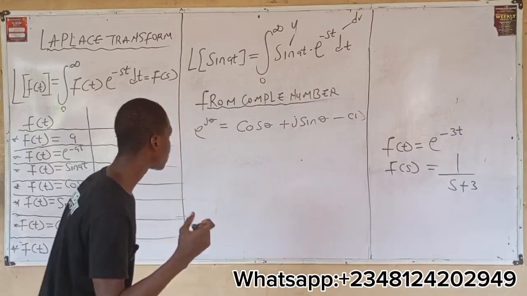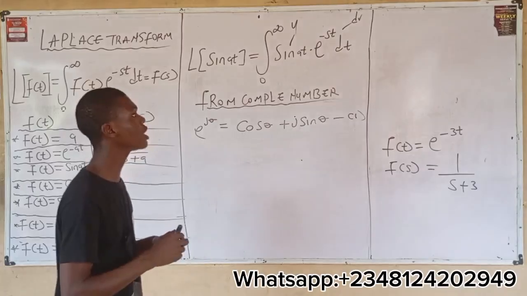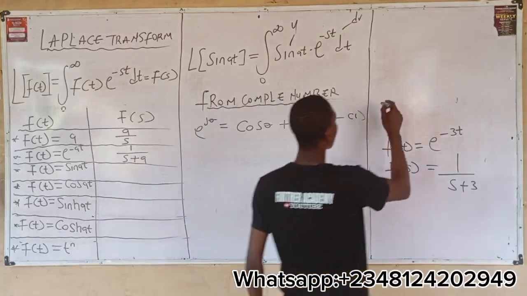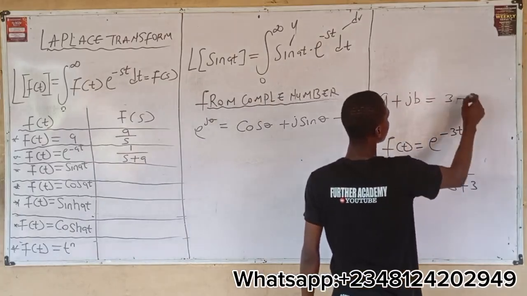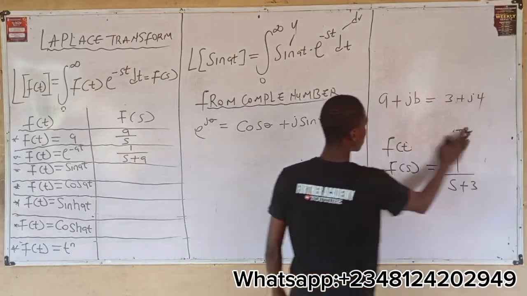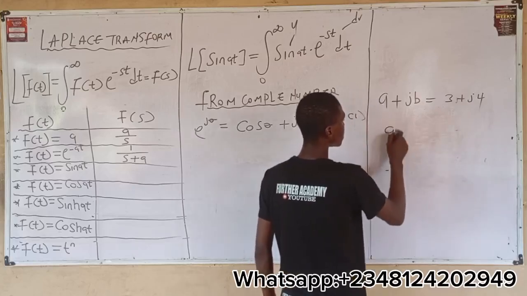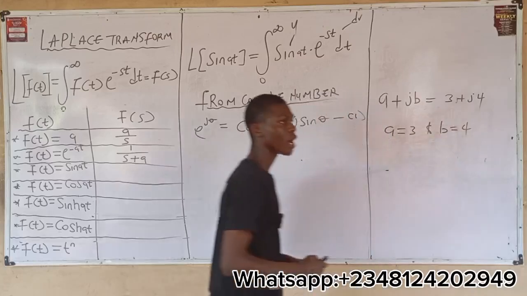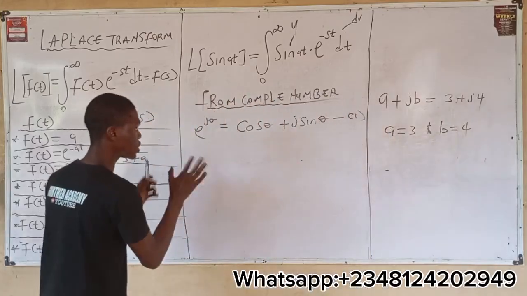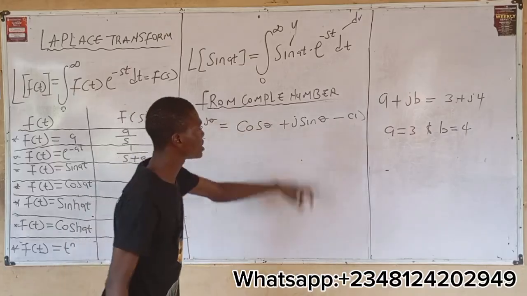Exponential. Now, observe. In this case, there's what we call equal complex numbers. By equal complex numbers, we mean that if we have a plus jb is equal to 3 plus j4, and the question asks what the value of a is and what the value of b is, then a is equal to 3 and b is equal to 4. Right?